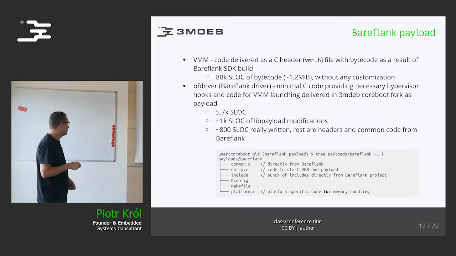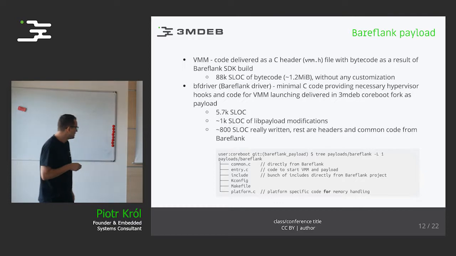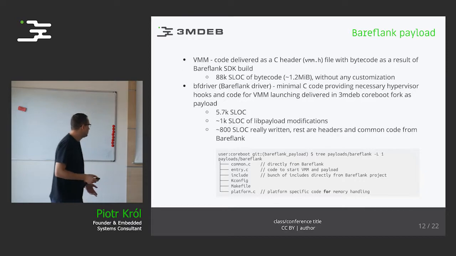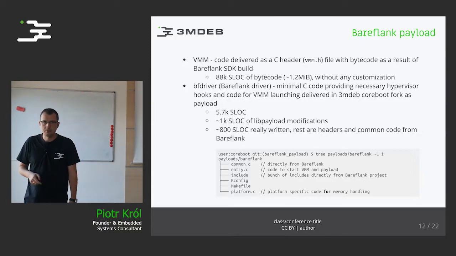So here you have a kind of directory listing. We are in coreboot on the Bareflank payload. This is our 4-core coreboot, 3mdeb 4-core coreboot, and you can see what we have here. Common C is taken directly from Bareflank without modification. Include also contains a bunch of headers which come directly from Bareflank. So most of the code comes from another project, and we wrote entry C, which can start the VMM and payload. There is also platform C, which contains code specific to memory handling.